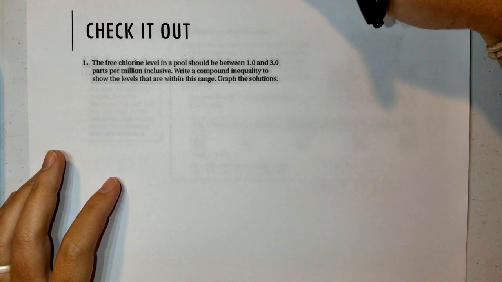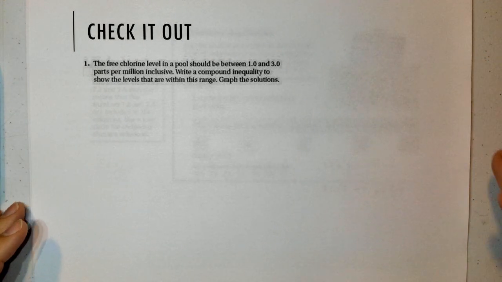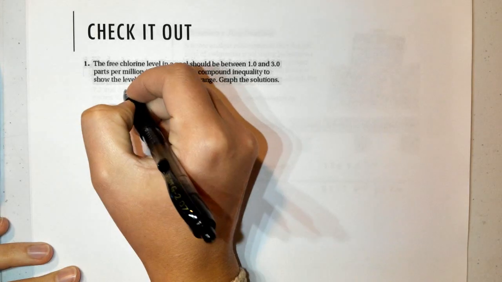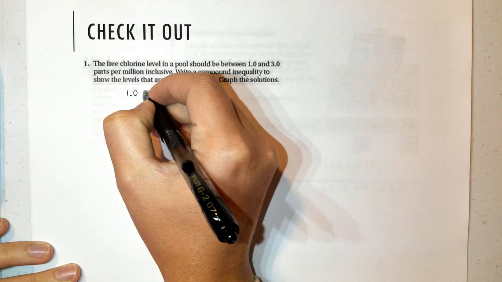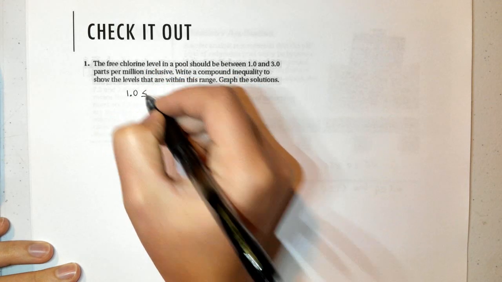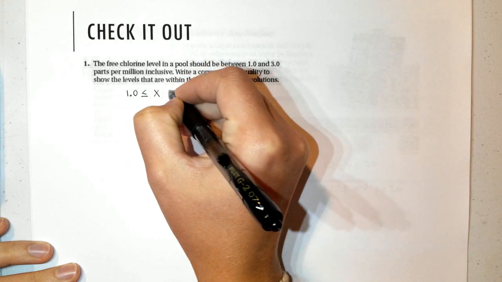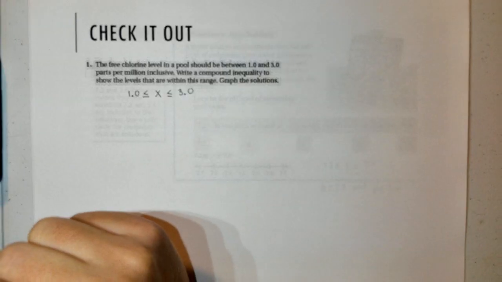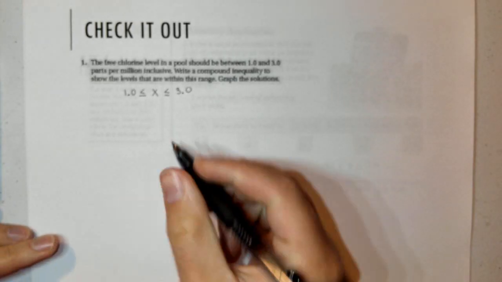There is a try it problem. It says the free chlorine level in a pool should be between 1.0 and 3.0 parts per million inclusive. Write a compound inequality to show the levels that are within this range. Graph the solutions. So go ahead, pause the video, and try this problem on your own. So the inequality, we would have 1.0 less than or equal to x, which is less than or equal to 3.0. Inclusive meant the solutions included. So x has to be between 1 and 3, and it could also be included in the solution set.